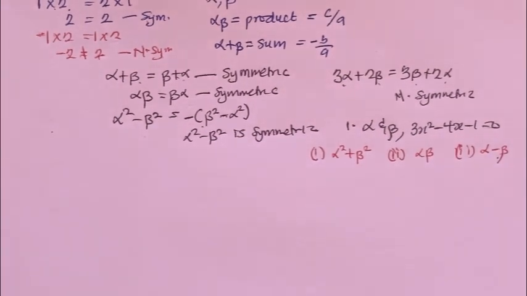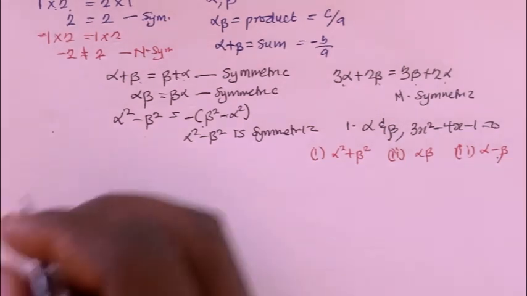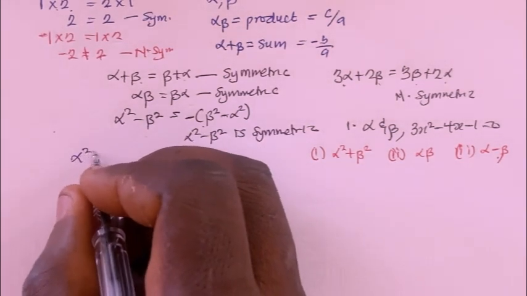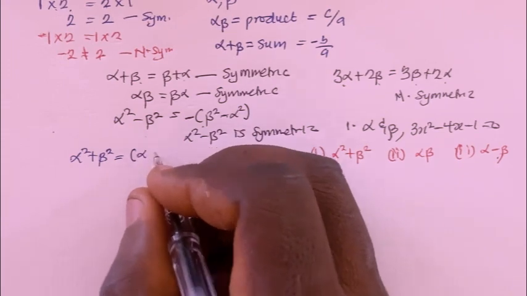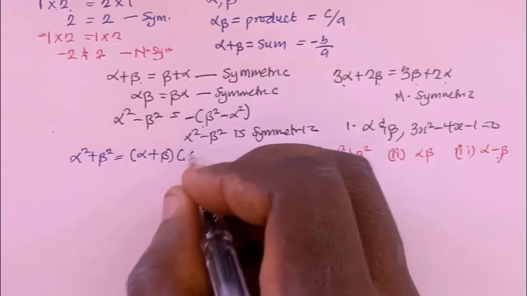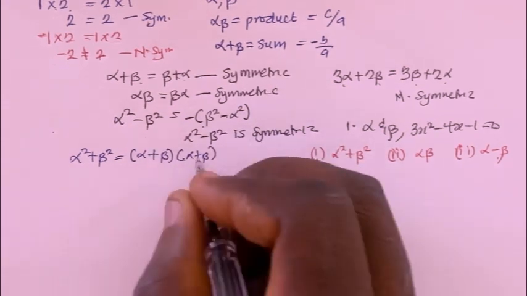If alpha and beta are the roots of this equation, then we are asked to find the following. Now the first thing that we are asked to find is alpha squared plus beta squared. This is alpha squared plus beta squared. I can write this expression as alpha plus beta, in brackets, alpha plus beta. Then I'm going to simplify this side.